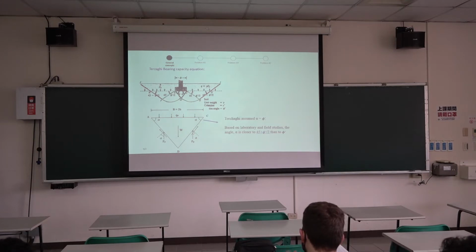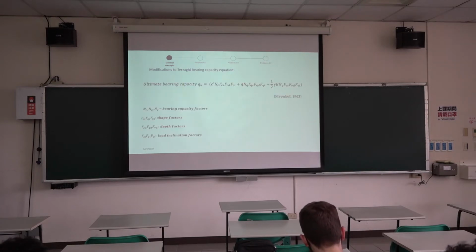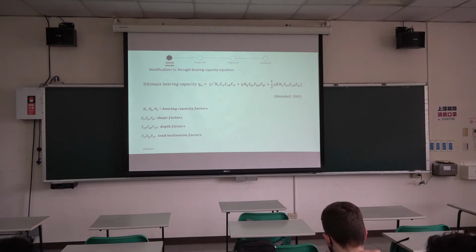And you see this wedge immediately below the bottom of the foundation. We saw that Terzaghi assumed the angle of this wedge to be equal to the friction angle of the soil. But later on, through experimental studies and field practice, they found out this angle, alpha, is closer to 45 plus phi over 2. So because of that, they made some modifications to the initial bearing capacity equation from Terzaghi.